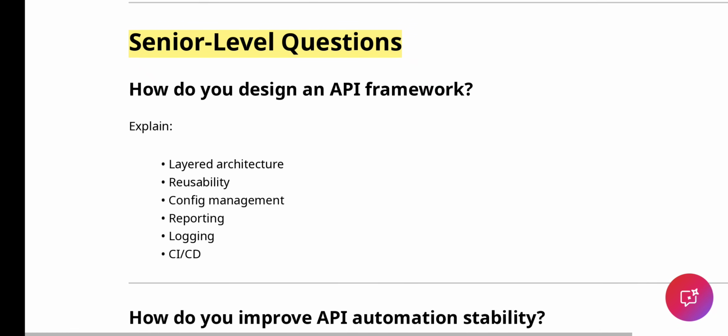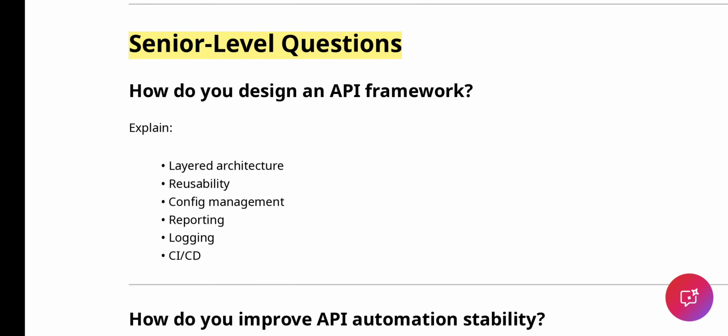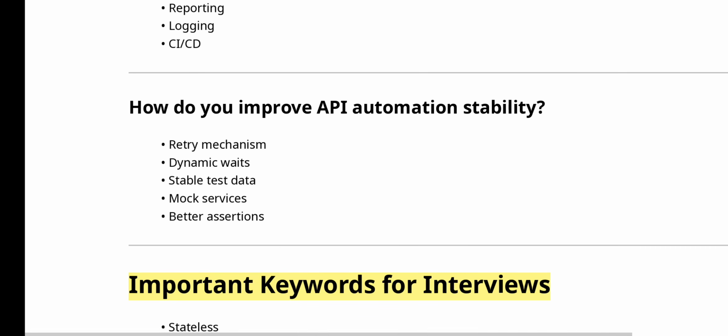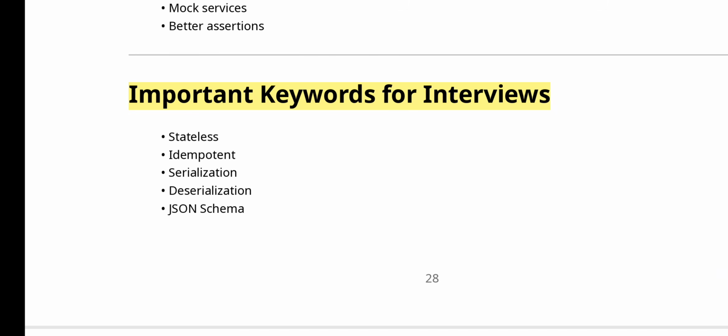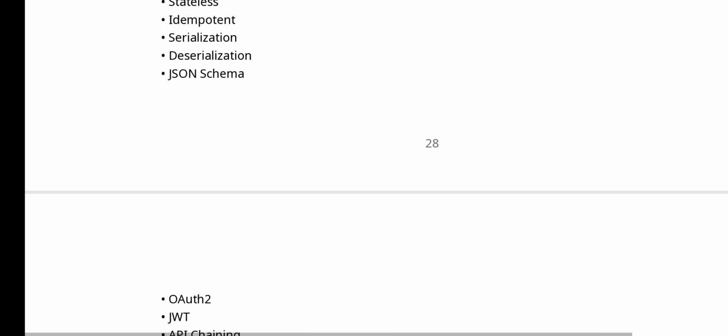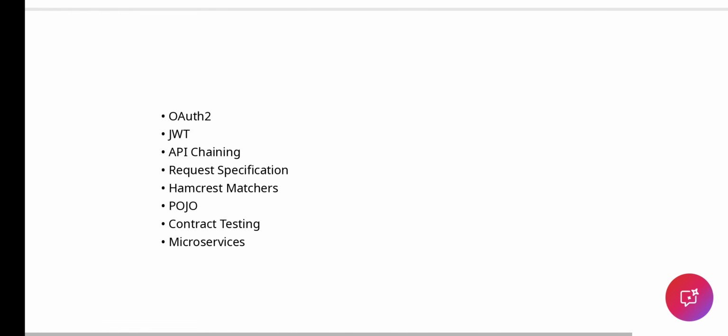Some of the senior level questions are like how do you design an API framework, how do you improve the API automation stability. Important keywords for interviews are stateless, idempotent, serialization, deserialization, JSON schema, and many others. Okay, OAuth2, JWT, API chaining, request and response specification, Hamcrest matchers, POJO, contract testing, microservices.